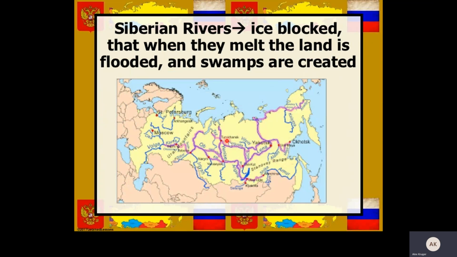So for a lot of them, there's no way to get there except in the winter when the rivers freeze, so you can drive on the water. Because when the rivers melt, the land becomes flooded and swampy, and it's very hard to maintain roads out there. So a lot of times the roads are very low quality in Eastern Russia.